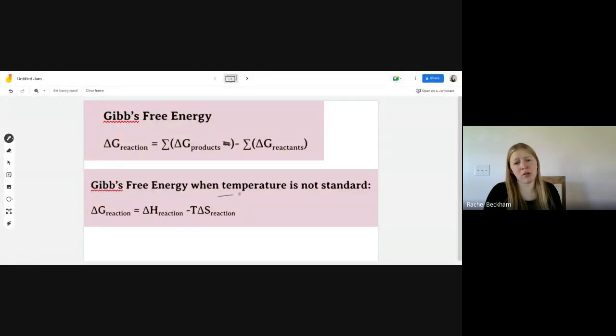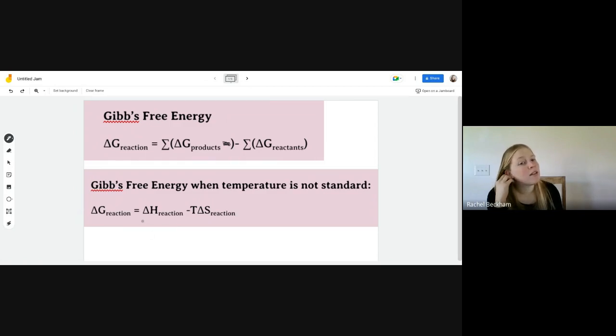If the temperature is not at standard temperature, you will be asked to do a little bit more work. You have to use this equation for it. So we will look at this in just a second when we have a problem like that.